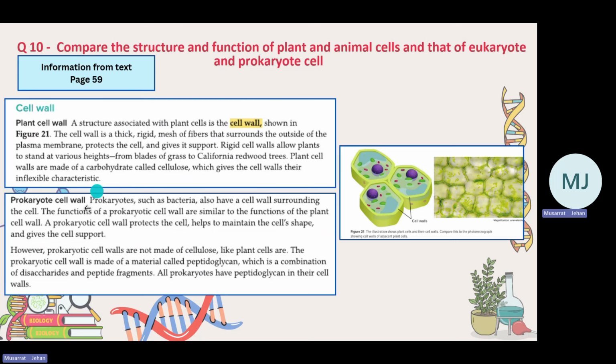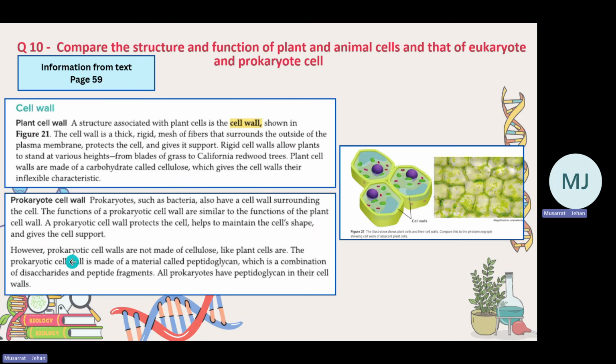What happens in the prokaryote? Even some of the bacteria have a cell wall. So prokaryotes, such as bacteria, also have a cell wall surrounding the cell. The functions of a prokaryotic cell wall are similar to those of the plant cell wall. They protect, maintain shape, and give support to the cell.